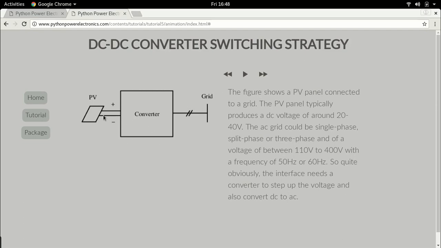We need to convert DC to AC, number one. Number two, we need to step up this 30 volts to a voltage that could be anywhere between 110 to 240 volts. Let's take this to be around 200 volts. So let's go to the next slide.